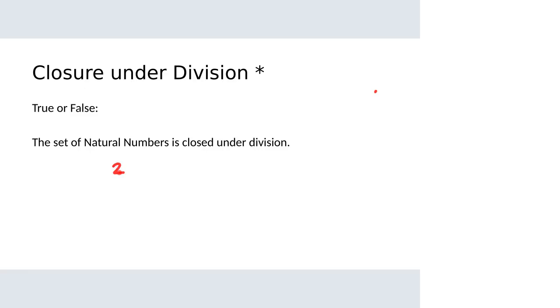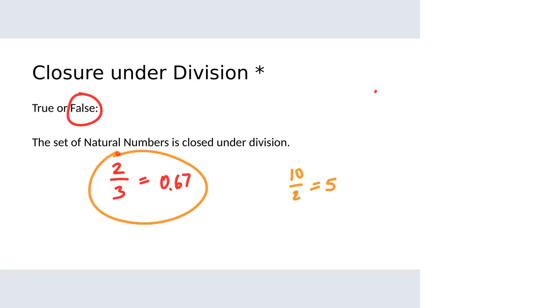And if I try to do 2 divided by 3, that's a natural number divided by a natural number, my result is not a natural number. So right there is all I need to say false. Is it possible to do 2 natural numbers and get a natural number as an answer? Sure. But in order for us to say it's true, it has to happen every single time, no exceptions. As soon as we get this exception, we can say it's false.